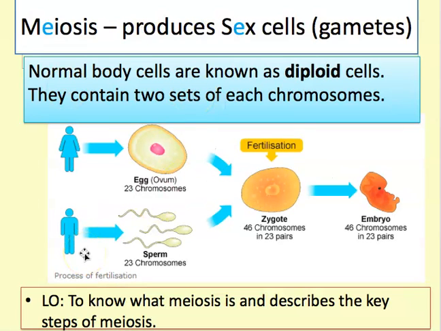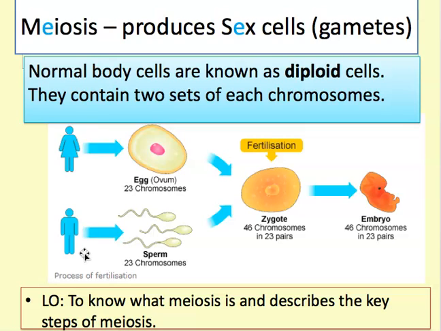Normal body cells are known as diploid cells. Please jot that down. That means that they contain 2 sets of chromosomes. Now that is important in what we're talking about today, but we're actually talking about how those diploid cells make haploid cells, which are the egg and the sperm.